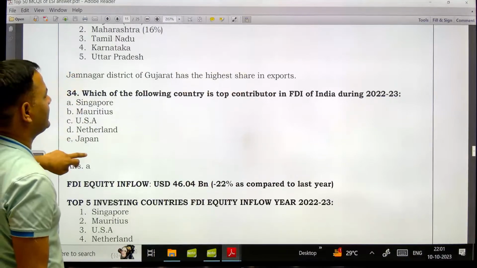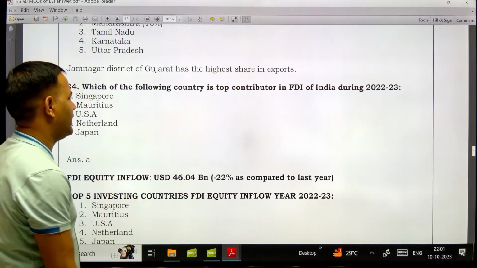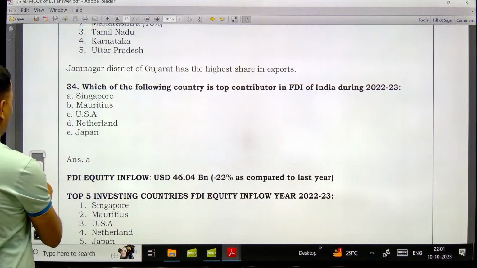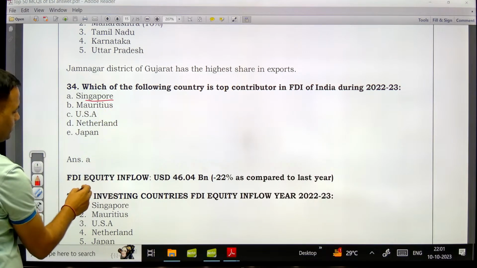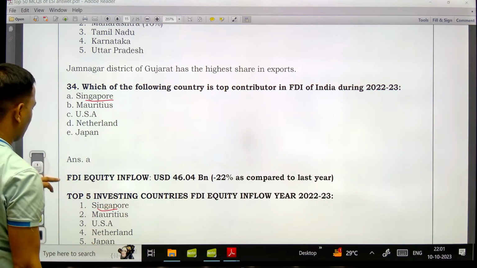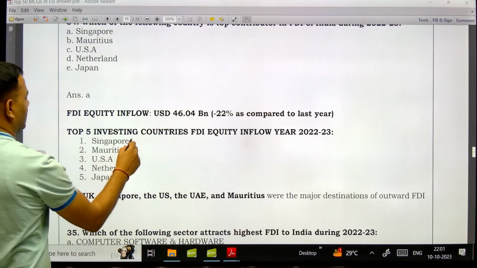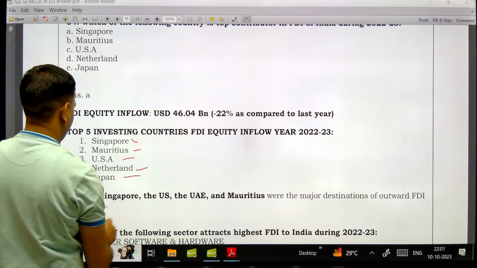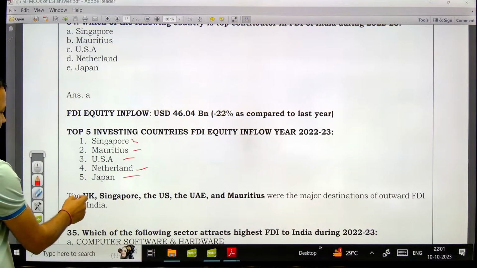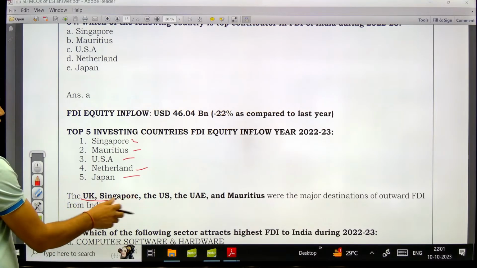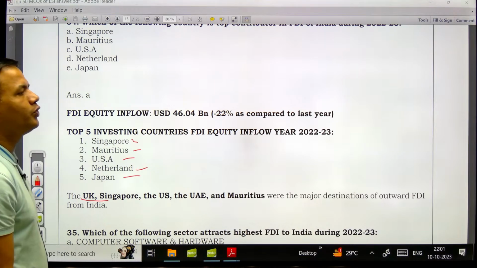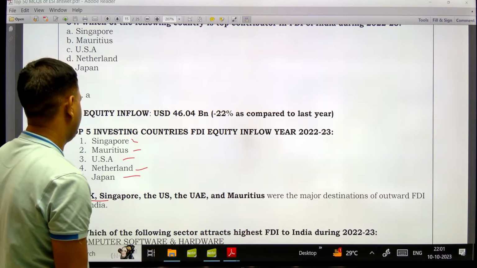Which of the following countries is the top contributor in FDI of India during 22-23? It is Singapore. The top 5 countries are Singapore, Mauritius, USA, Netherlands, Japan. And the major export destination in 22-23 was the UK, then Singapore. So the UK was the major destination.